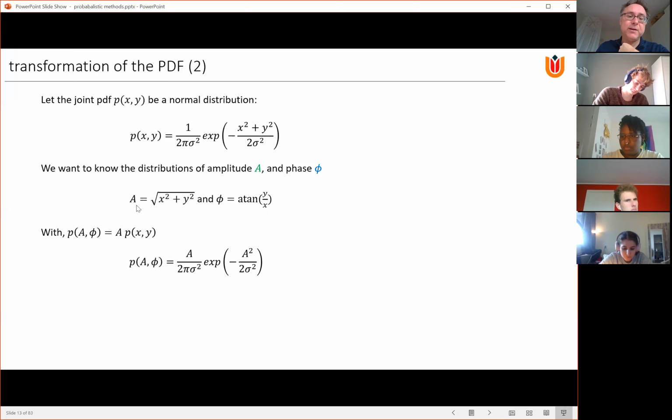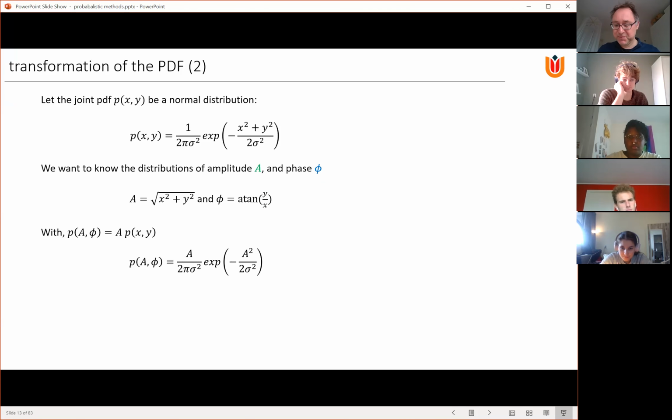Of course, for this vector, we know that the amplitude is the square root of x squared plus y squared, and the phase is the arctangent of y over x. So using the result from the previous slide, the joint distribution of a and phi is a times that of x and y. We can immediately write, so this vector a is carried over to here, and x squared plus y squared is a squared, so that enters over here. So this is then basically the joint probability density function for amplitude and phase.